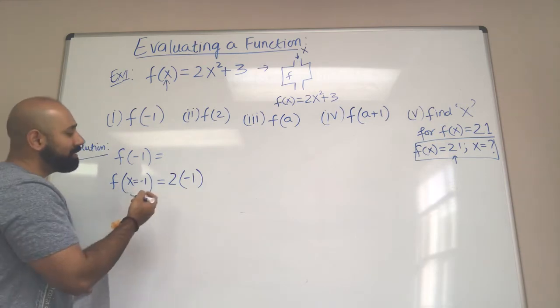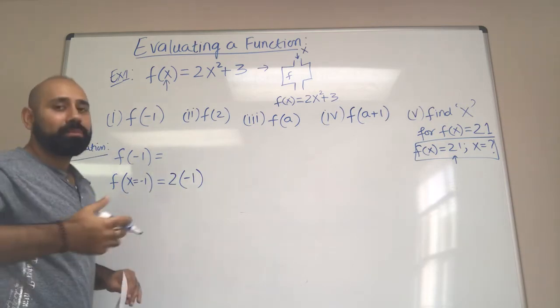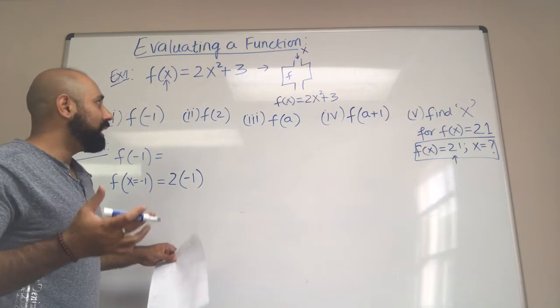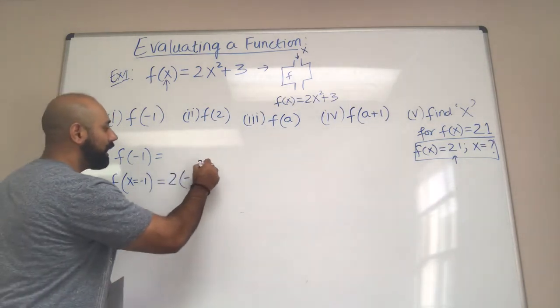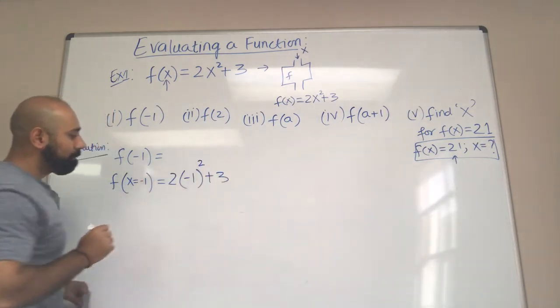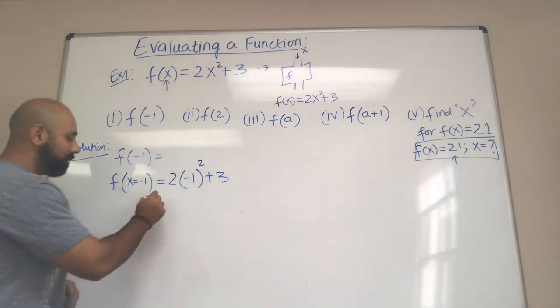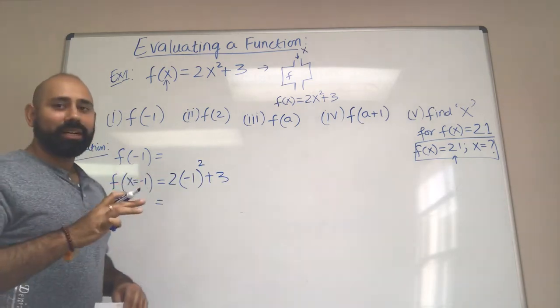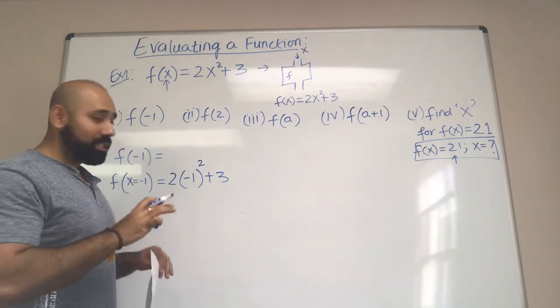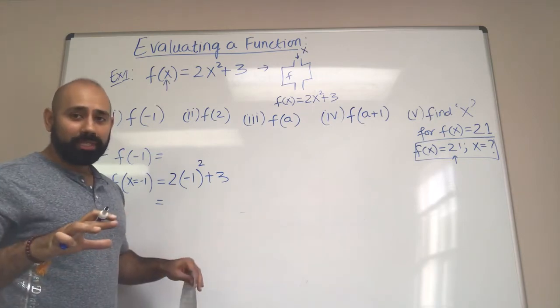And I mean, in this case, even if it was a positive, I would actually put it in parentheses as well, just to make sure that I don't make any mistakes. And then square plus 3. Right? So we still have to keep in mind the order of operation. They are still going to be valid for all simplification purposes.